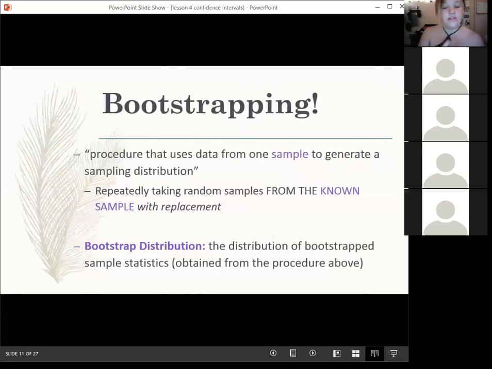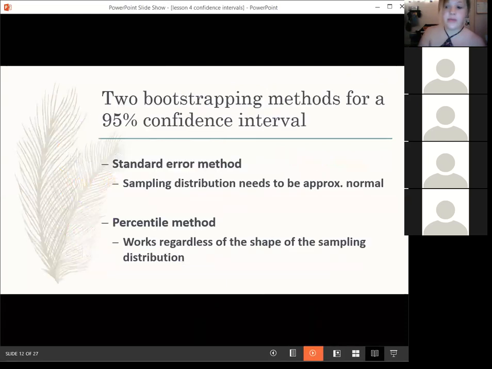And once again, whenever you see something distribution, it's just after you take all of those variables and put them on a visual, that's just your distribution there. So the only difference with this is that when you're still taking samples, you're going to have replacement. So there are two different bootstrapping methods for a 95% confidence interval. Remember, these are two different methods where you take samples with replacement.